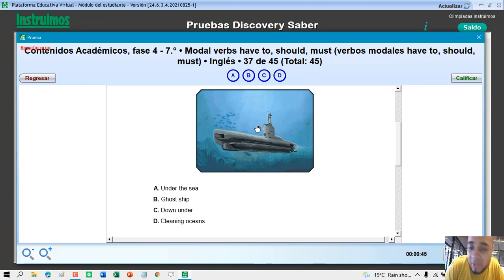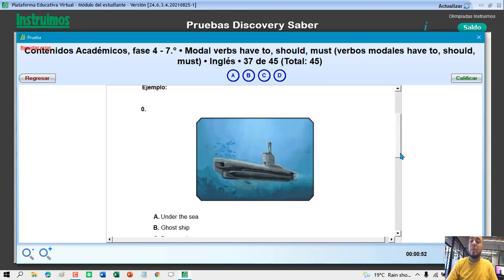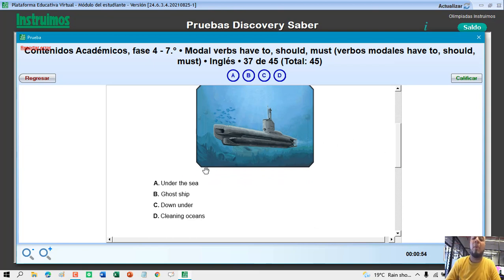So look at it, this picture is not a car, it's not an airplane, it's a submarine, right? And we're going to see the options, okay? Well, it says under the sea, muy bien, under the sea, bajo el mar, yes, could be right, or a ghost ship. ¿Tiene fantasmas? No, no creo. Or down under. No, I don't think it is. And clean oceans. No creo que esté limpiando los océanos ese submarine, okay?